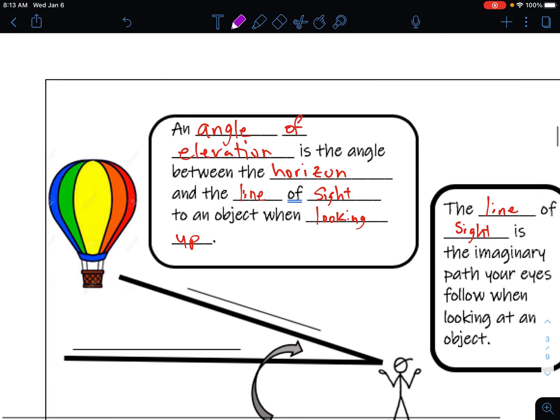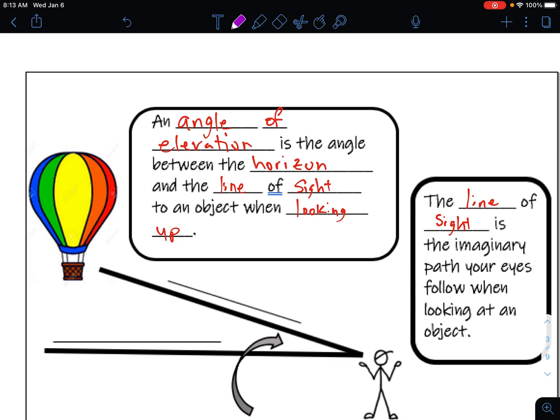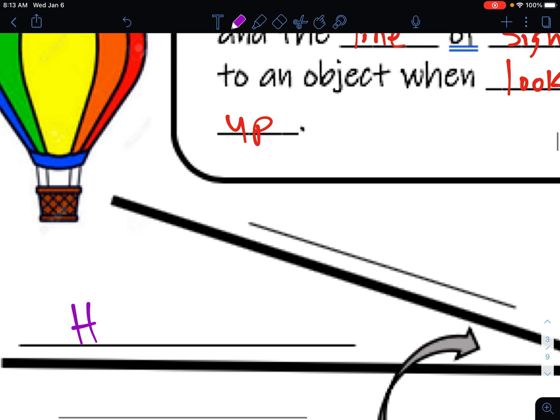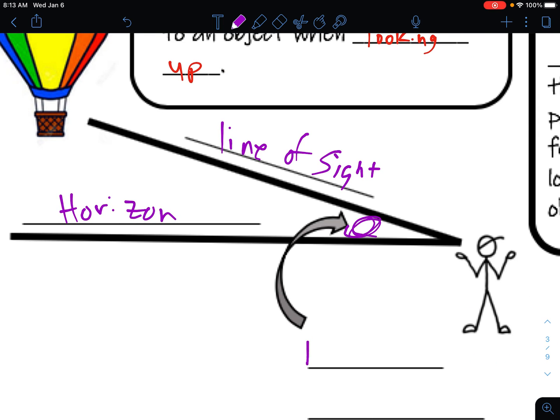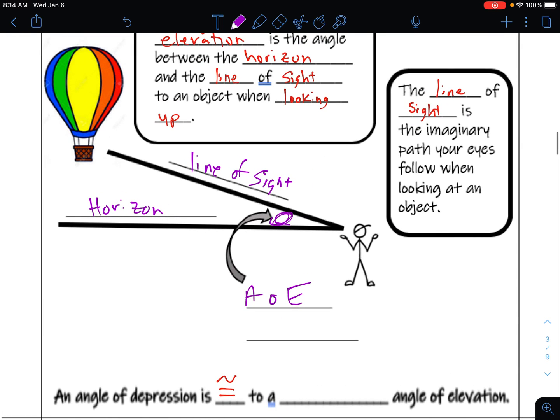All right, so angle of elevation is the angle between the horizon or horizontal line going left to right and the line of sight to an object when you are looking up. So this would be the horizon piece here. And this would be the line of sight. The angle of elevation, and then is our angle here, angle of elevation. So we're looking straight ahead to looking up. The angle which is made is the angle of elevation. All right, and the line of sight is the imaginary path your eyes follow when you are looking at an object.